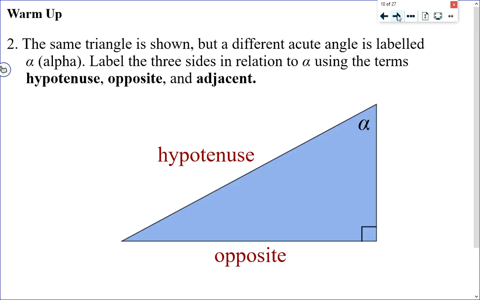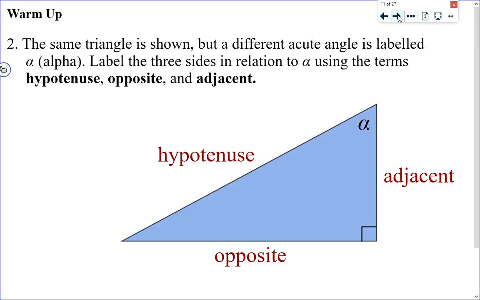And then adjacent is right next to alpha. So what we learn from this is you can't identify which side is opposite and which side is adjacent unless you're talking about a specific angle. If I didn't label alpha in this triangle, and I said which is the opposite side and which is the adjacent side, you cannot answer that.